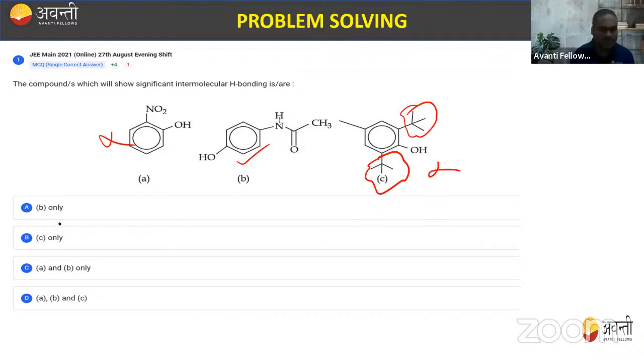So the correct answer is B only. Only B will show intermolecular hydrogen bonding. So समझ आया क्या? इंटरमोलिकुलर का मतलब ही होता है जब वो आपस में ही शो करे, एंड इंट्रामोलिकुलर का मतलब क्या होता है? So in this question they are asking intermolecular, so try to remember this thing.